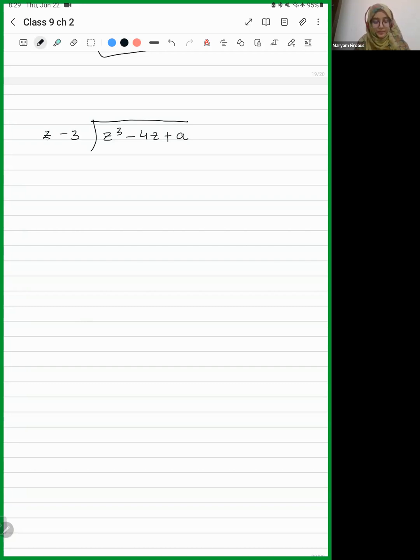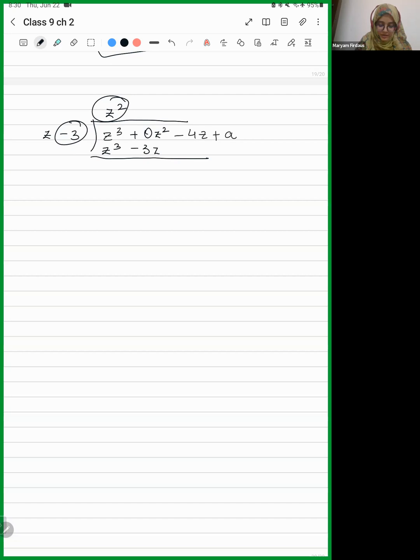So z into what will give us z cube? Z into z square will give us z cube. So z cube, we just copied down the same thing. And now minus 3 into z square, so minus 3z square. We have to take care of one thing. There is no z square term here, right? So we will leave out some space for that term. Plus 0z square. Because z square isn't there, so we will say 0. Anyway, we now change the signs.